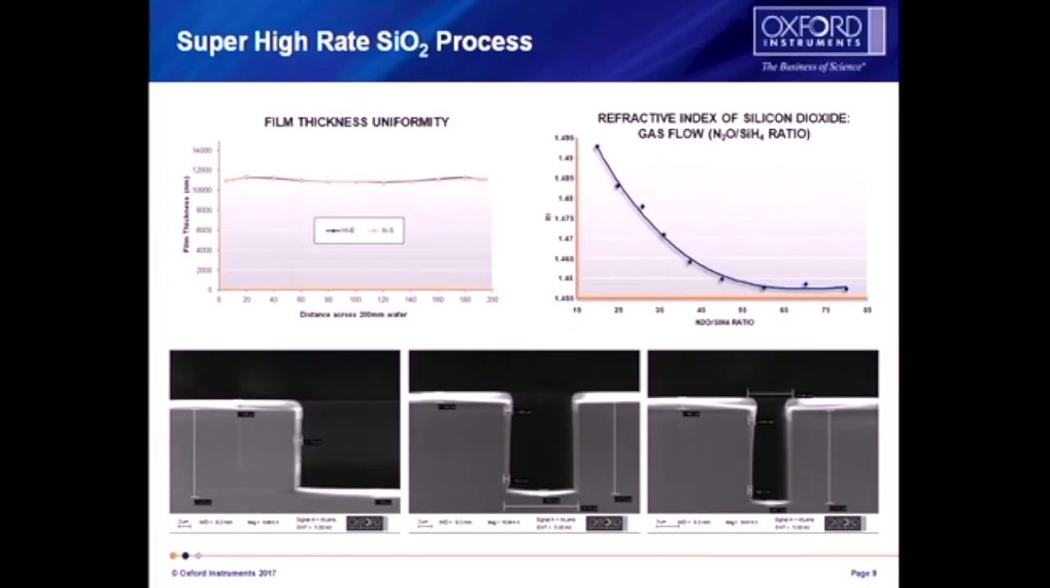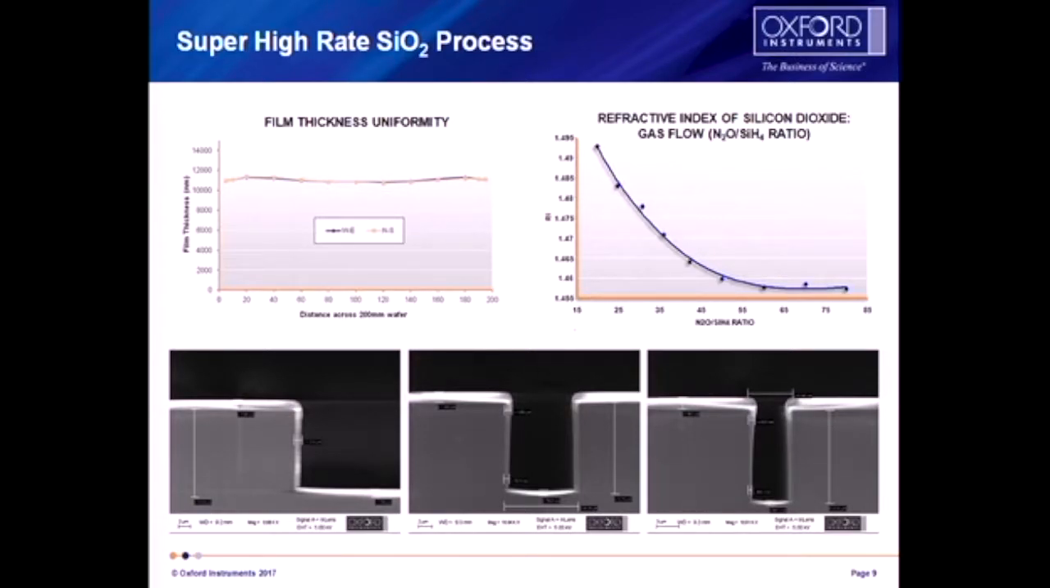Here are some of the results for our super high rate process. This graph shows film thickness against distance moved across a 200 mil wafer. We just put the wafer into the ellipsometer and measured north-south and west-east. You can see north-south here in orange and west-east underneath it in blue. As you can see, there's very, very good uniformity across 200 mils, and this is actually plus or minus 3% for 1.2 micrometers per minute.